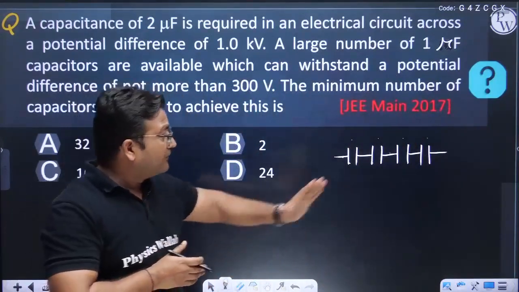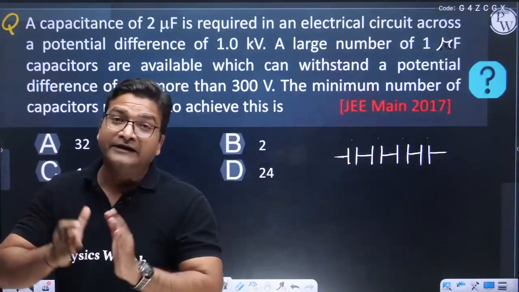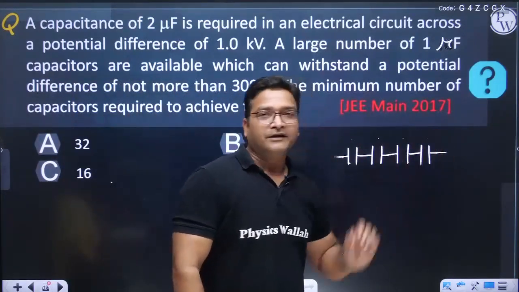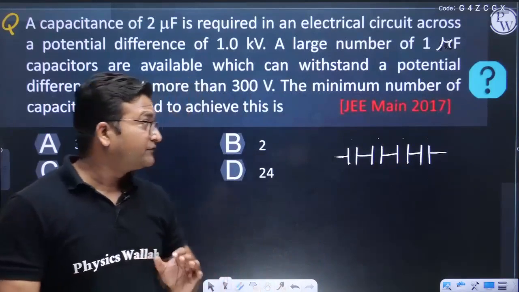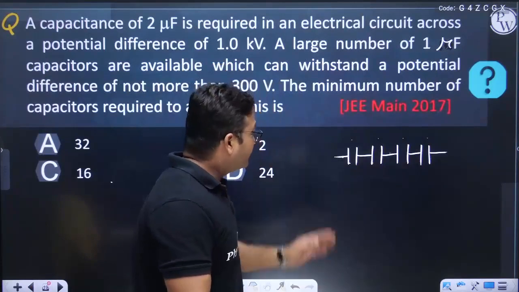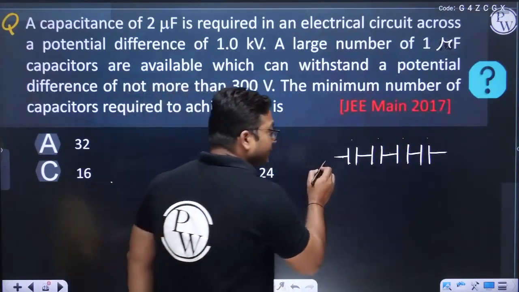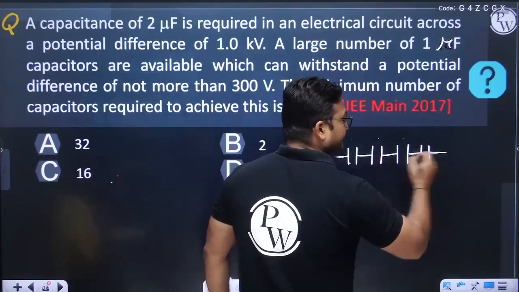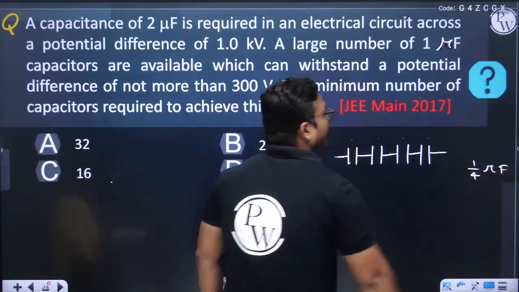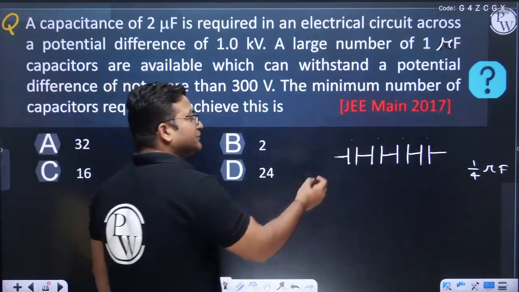If I remove any one capacitor, the voltage capacity will be only 900, which is less. So I will have to take at least 4 capacitors in series such that 1 kilovolt can be given across it. But since every capacitor is of 1 microfarad, the net capacitance of this row will be 1 by 4 microfarad. But the requirement is of 2 microfarad. So this is not actually enough.